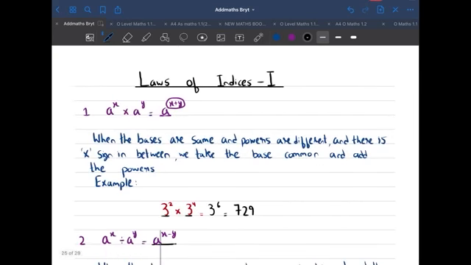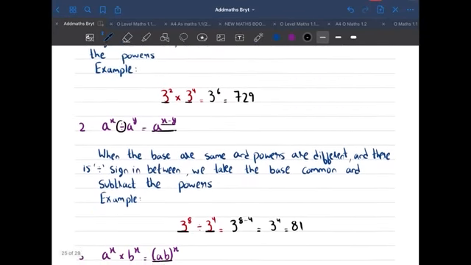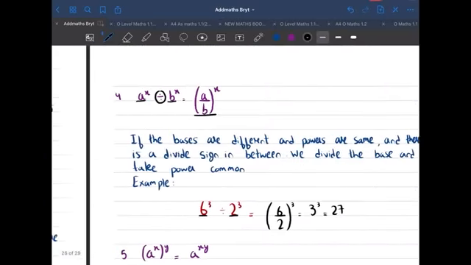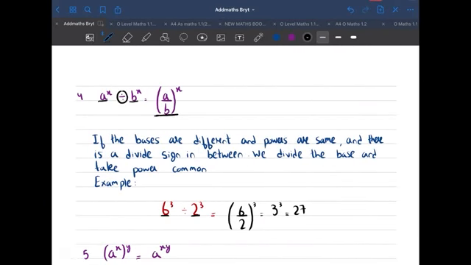Let's recall the first four rules. Bases same, powers different, and there is a multiply sign in the middle: take the base common and add the powers. Or if there is a division sign in the middle, take the base common and subtract the powers. Now when the bases are different and the powers are the same: in case of multiply, multiply the bases and keep the power common. In case of divide, divide the bases and take the power common. I hope you are clear with the first four rules.